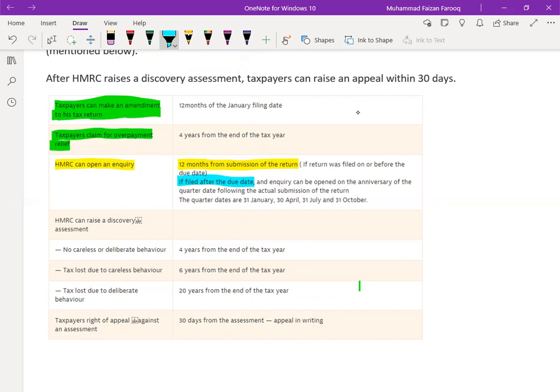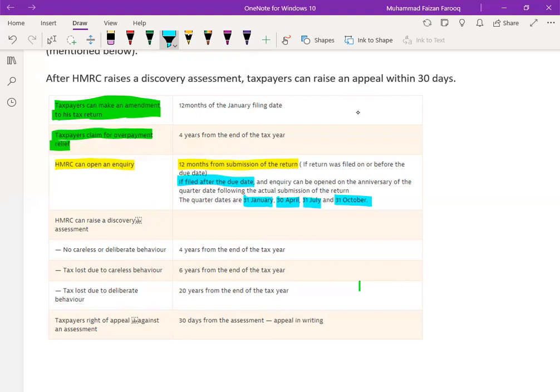If you file your return late, the inquiry can be opened on the anniversary of the quarter date following the actual submission. And if you are filing it late, HMRC can open the inquiry after that date, but the opening date of the inquiry must be 31st Jan, 30th April, 31st July, and 31st October.